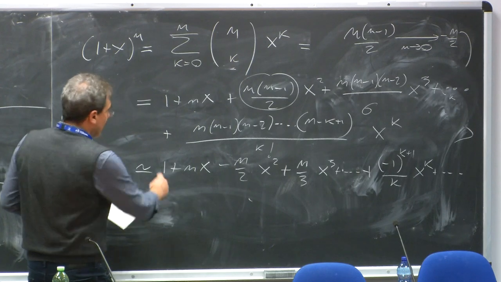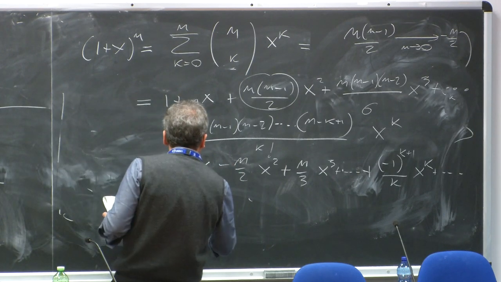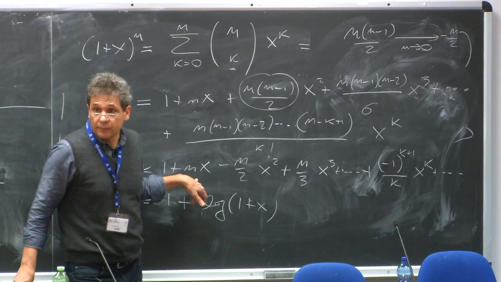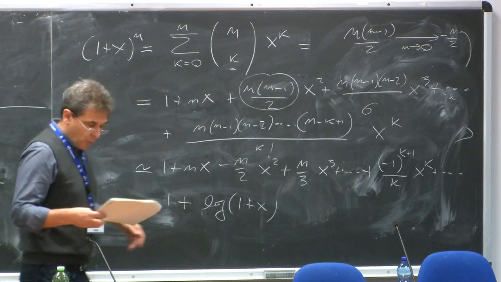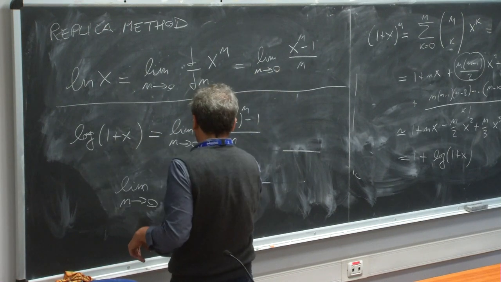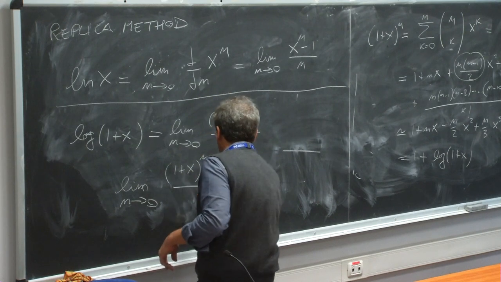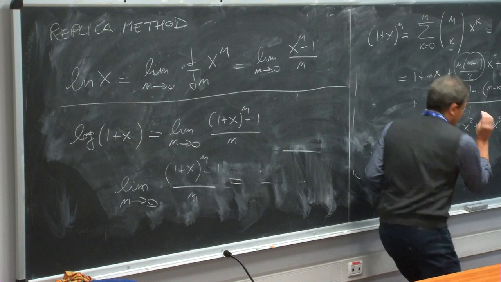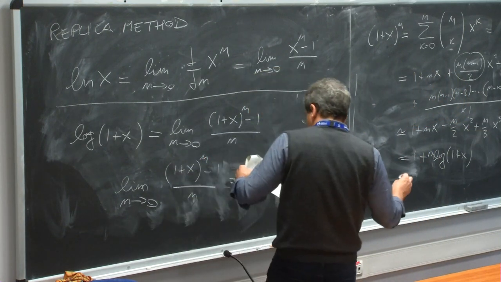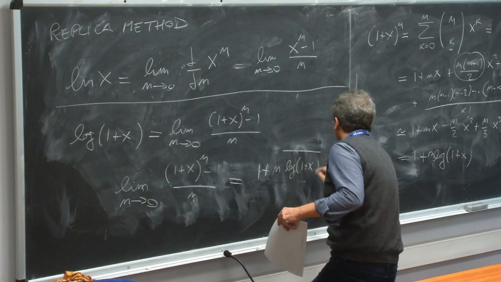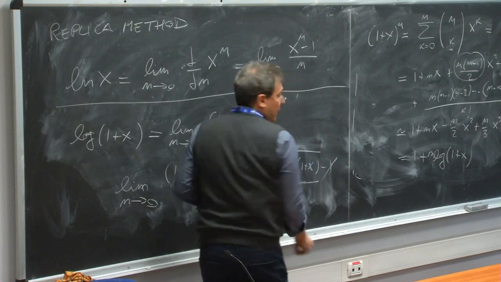And this, you immediately recognize that this is just 1 plus log of 1 plus x. This is just the expansion of the log, right? And so we are done, because you see that what we have found is exactly that the limit n going to 0 of this quantity here is going to be 1 plus n log of 1 plus x minus 1 divided by n. And so it's going to give us the correct answer.